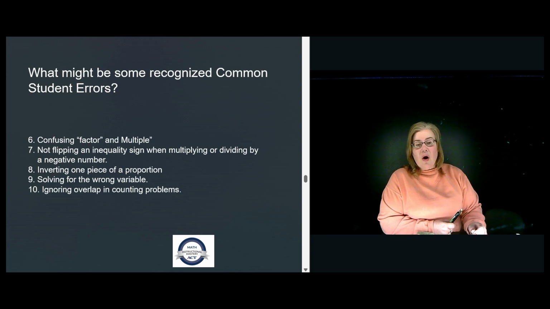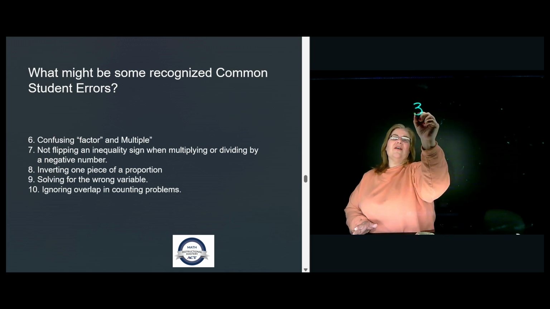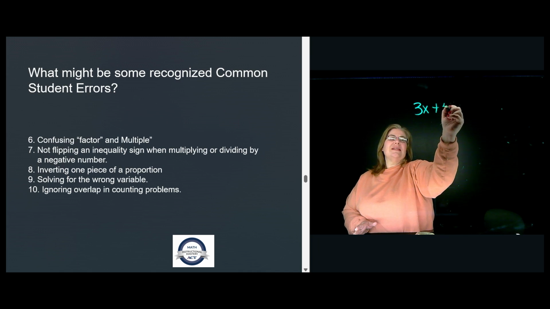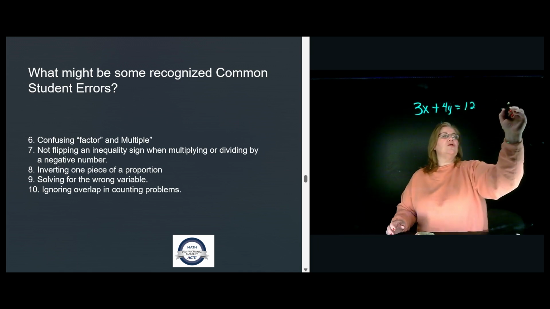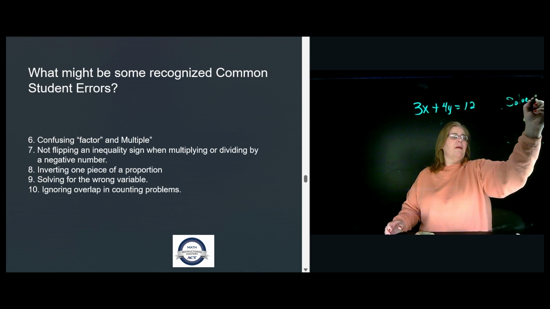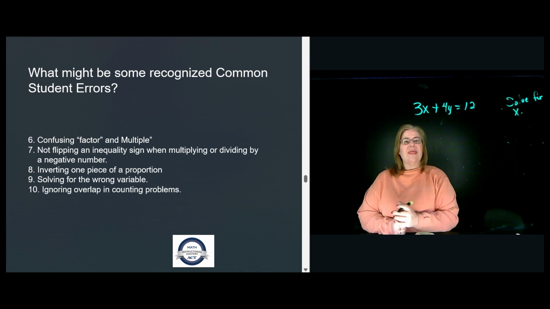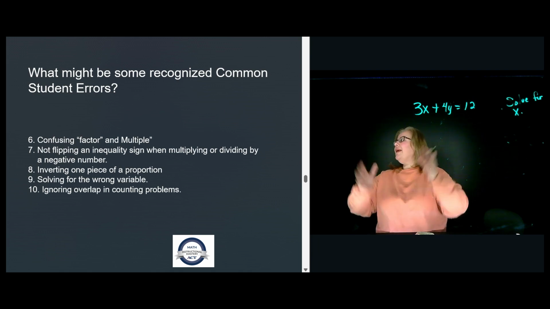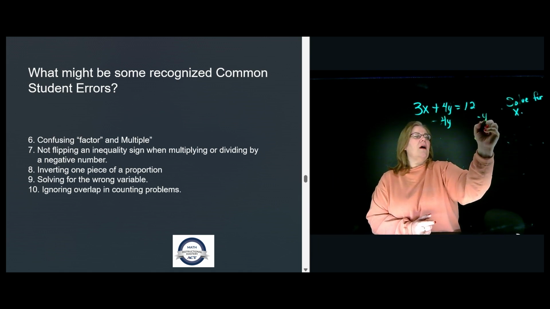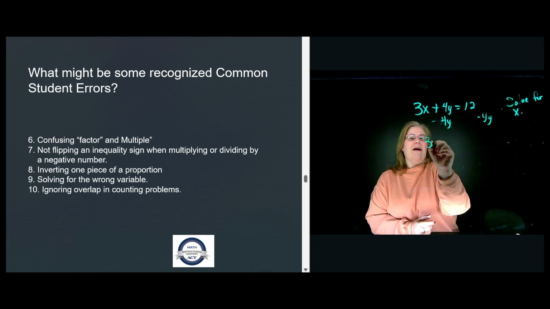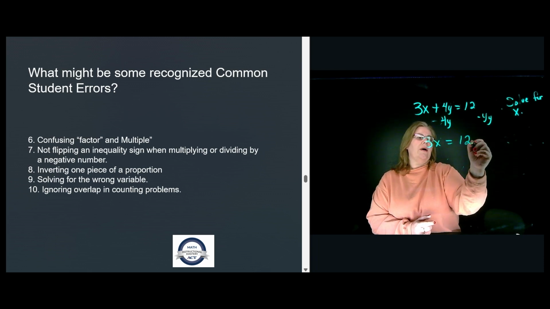Solving for the wrong variable. That is a huge one. So if I had 3x plus 4y equals 12, I want to solve for x. That means I'm doing what? I'm getting x all by itself. So I'm moving this one over here, and I have 3x equals 12 minus 4y.